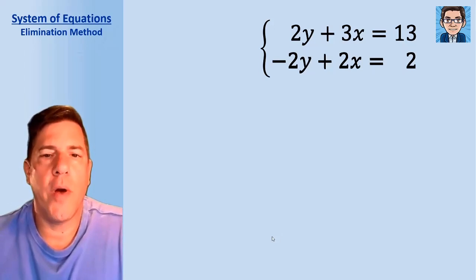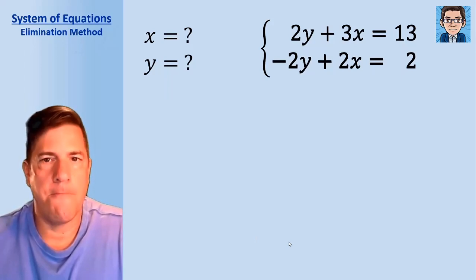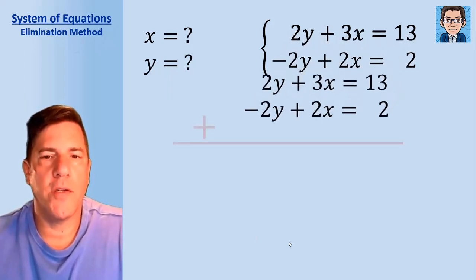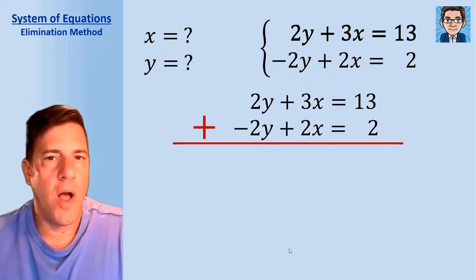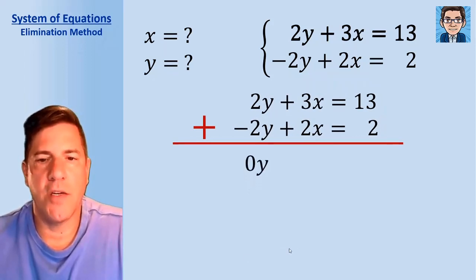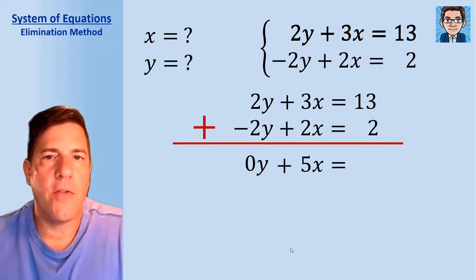We've got these two equations, a system of equations. We're trying to find the x and y that are going to make both of these equations true at the same time. So we're going to take both the equations, and we're going to add them together. So the 2y and the minus 2y is going to get us 0y. 3x and 2x is going to get us 5x. And then if we add the 13 and 2, we'll get 15.